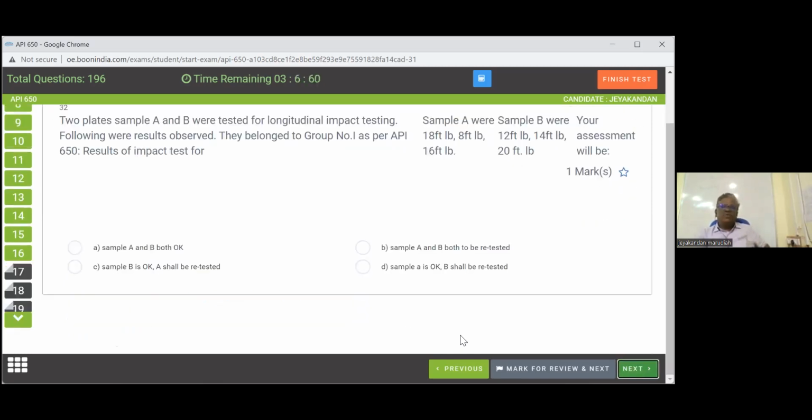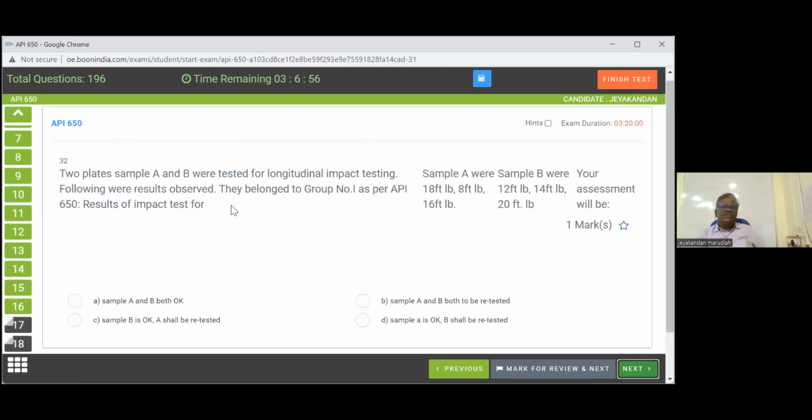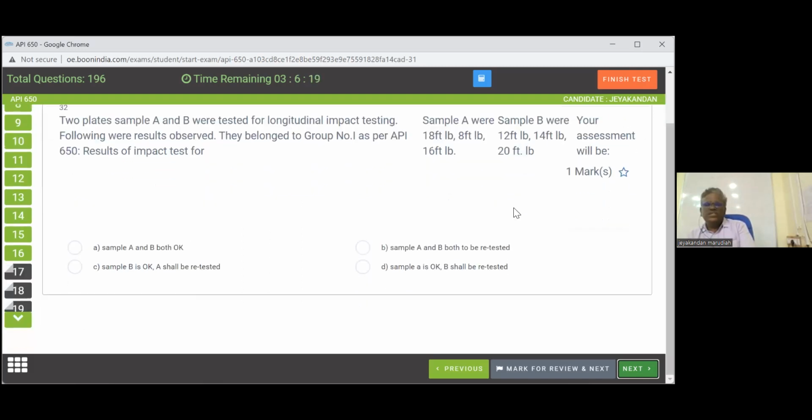Another one, group 1. So what is the sample A? We have two plate samples A and B tested for longitudinal. They belong to group 1 as per API 650. Okay, group 1, what is the value required? 15. Sample A, we have 18, 8 and 16. Sample B, 12, 14 and 20. What is your assessment? First one, why is it rejected? One is less than 2/3 of 15, less than 10. Second one, two values are less than 15, both are rejected.